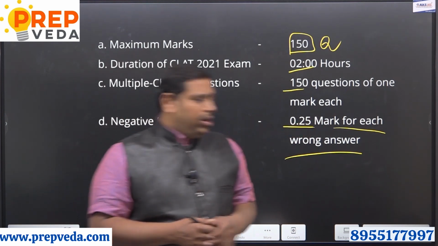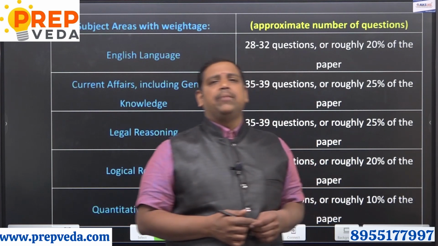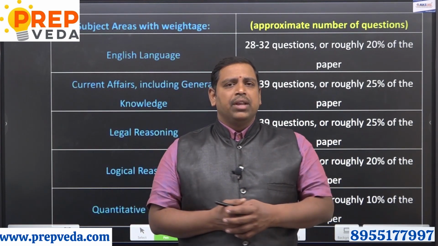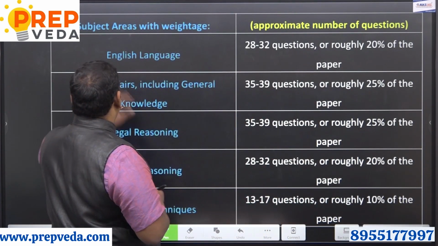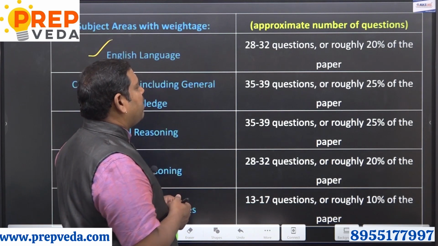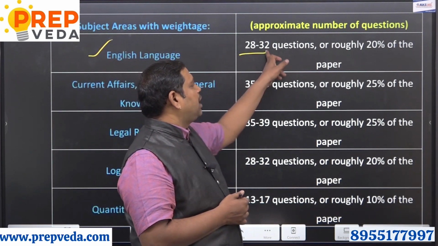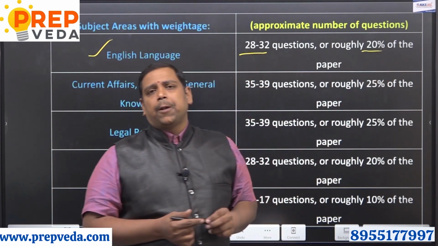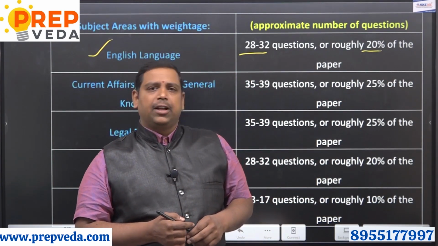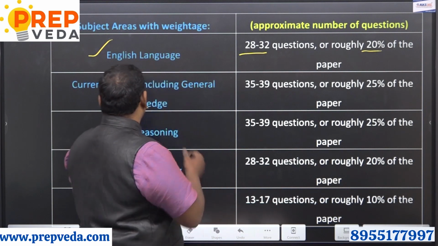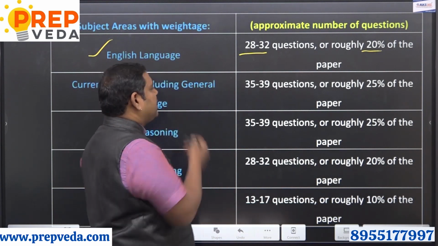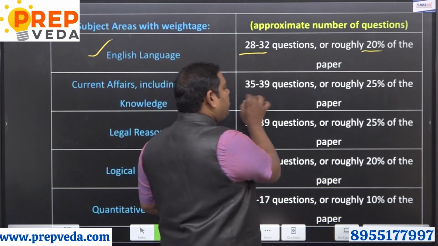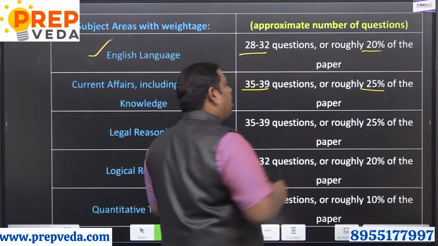Right, now let us see the weightage of each and every topic. First one, the subject English language. You will get 28 to 32 questions, or roughly 20% of the paper. Next, current affairs including standard GK, 35 to 39 marks, that means 25% of the paper.